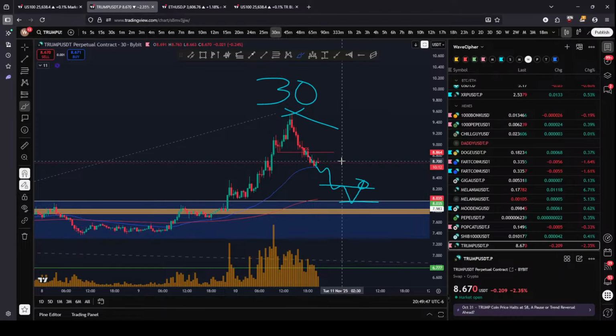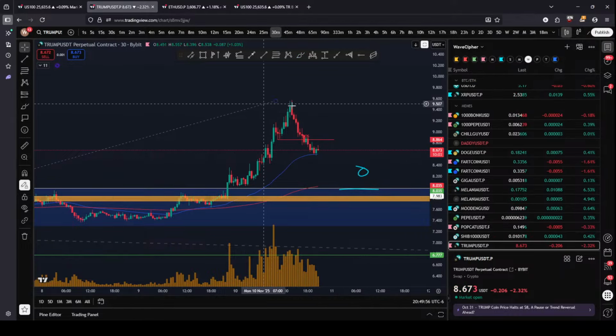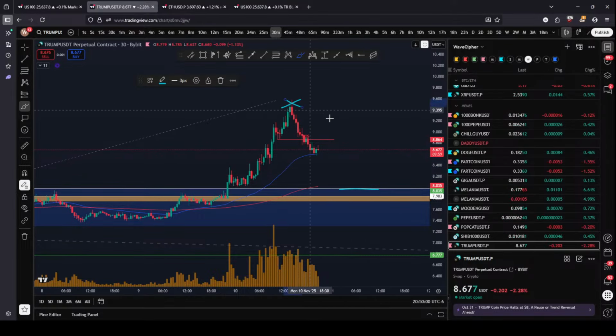So no, I wouldn't long it right now with our bearish 30-minute structure, but once that structure breaks back bullish, then I'd be interested in a long. You could long it up to here and then leave a runner, but definitely take profit at the week high. That's your technical target, around 9.6.